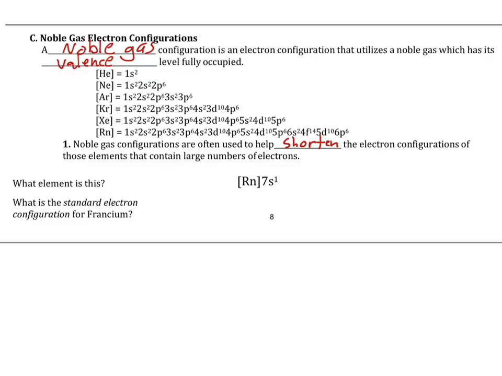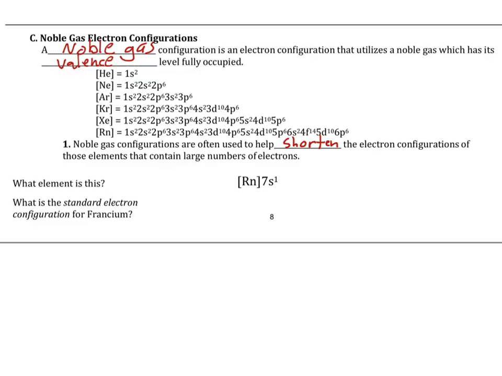So a noble gas configuration is a type of electron configuration that utilizes the fact that noble gases have their valence level fully occupied by electrons. It helps shorten these electron configurations, and it's actually really easy to write a noble gas configuration.